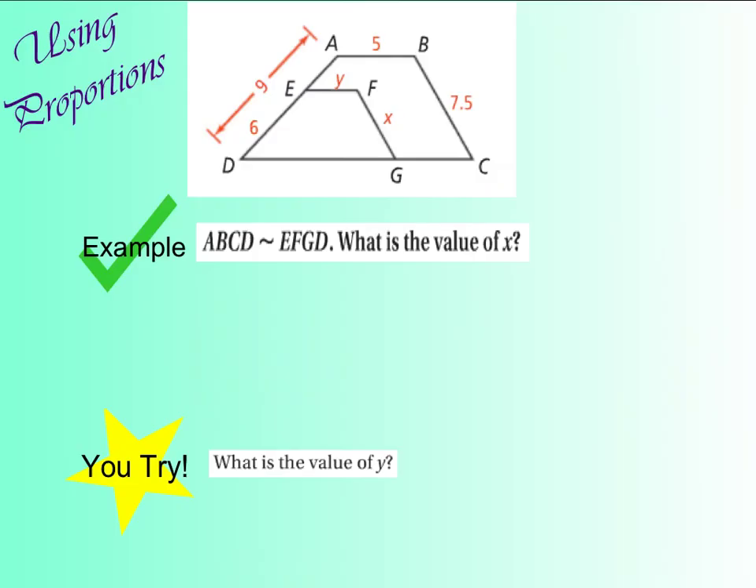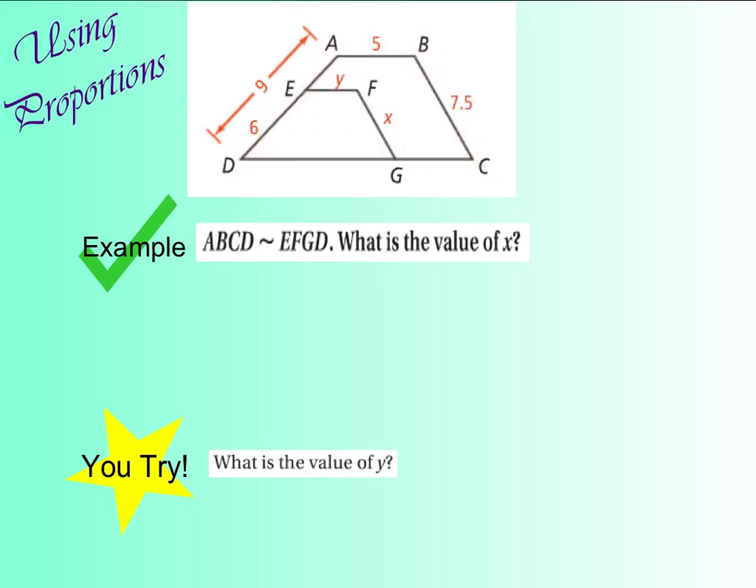So the next thing we're going to do here is take our ratios and set them equal to each other so we have a proportion which can help us solve for variables. In this first example, they tell us that ABCD is similar to EFGD, which tells me that when I set up my ratios, they must all be equal to each other. I see that I have a smaller trapezoid inside a larger trapezoid.